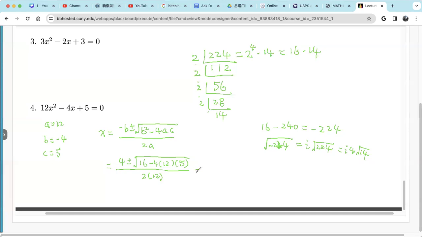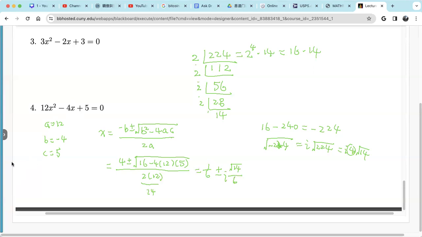So now let's come back here. We have 4 divided by 2 times 12, that's 24. 4 divided by 24, so that's 1/6. Plus minus. Then for this one, I have 4 square root of 14 over 24, 1/6 again. So I get square root of 14 over 6. The i can be put in front or after. So also, I have 2 complex solutions for this equation.